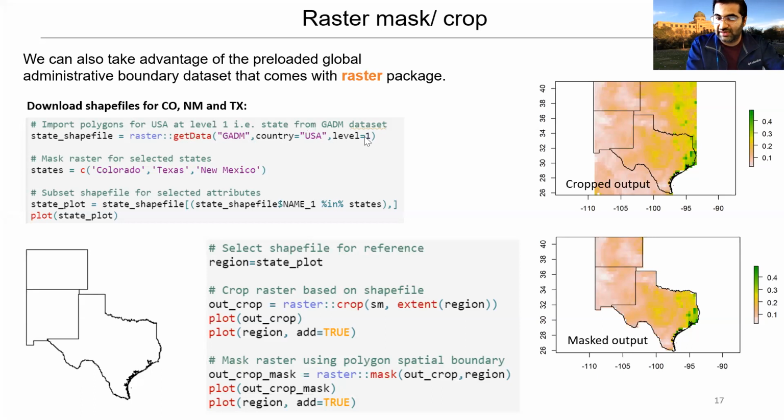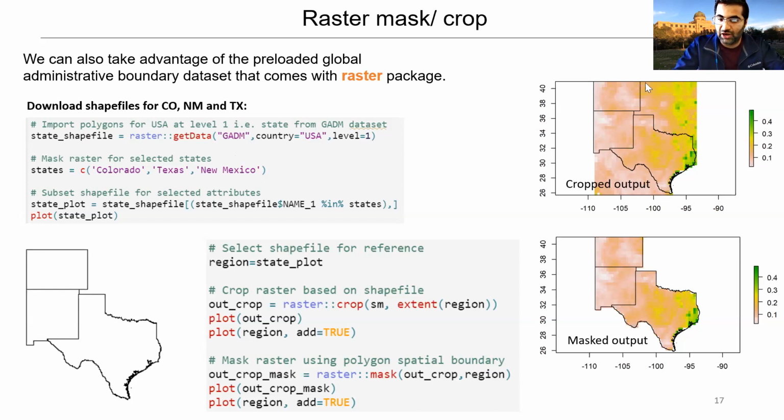And you see that we are specifying level 1. That means we want the data at a state level. From that, we are subsetting the data for just 3 states: Colorado, Texas, and New Mexico. And when we plot that, this is how the imported shapefile looks. It is important to note that this shapefile was not imported from our disk, but was pulled by this function from the web. And now we are using the same functions that we used previously to crop and mask the data, but this time we'll be cropping and masking the data for just the 3 states that we see over here.